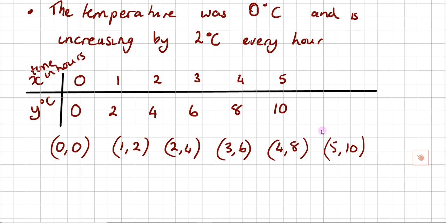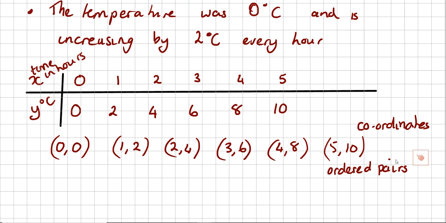These, by the way, I'm going to introduce a new name for you. They are coordinates, okay? But they are also called ordered pairs. And they're called ordered pairs because they're pairs that go together. They are matched together because of the situation we're in. And the situation is the temperature is going up by 2 degrees every time.